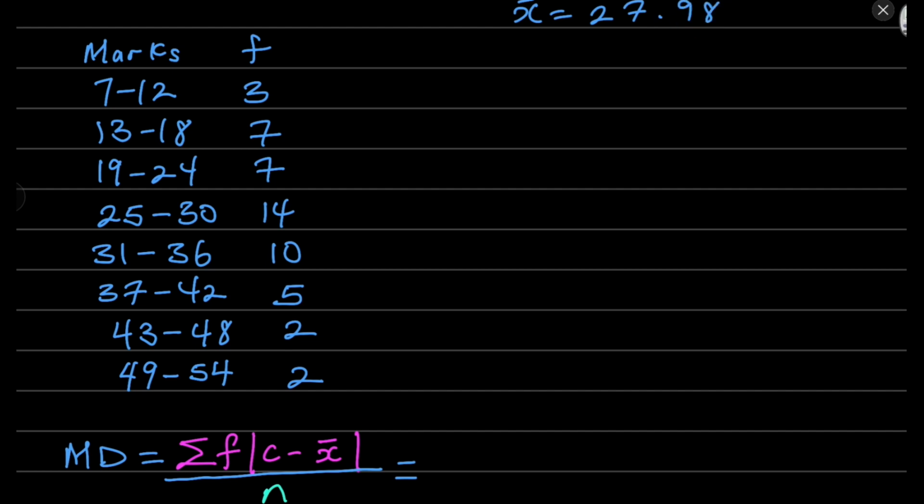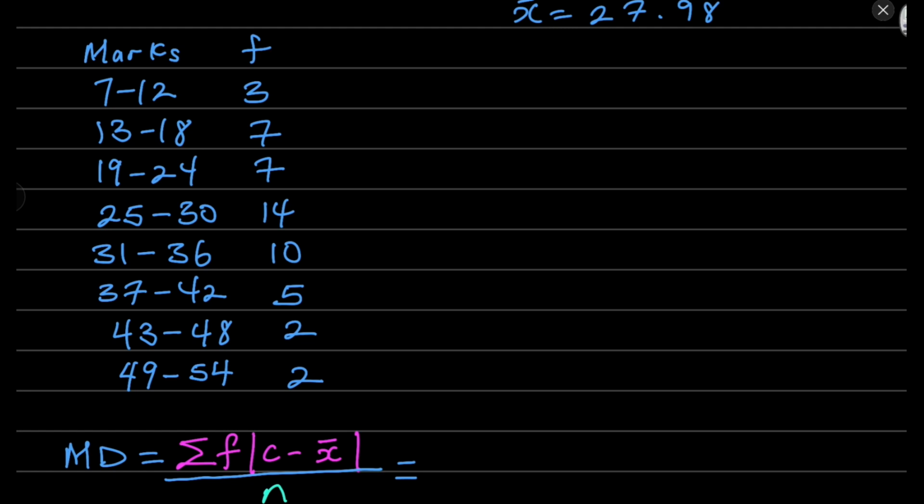I'm just going to put that down as x bar equal to 27.98. To know how to find x bar, or the mean of a grouped frequency distribution, please refer to my video titled the arithmetic mean of grouped frequency distribution. So you can pause this one, go back to that video to know how to find the mean of a grouped frequency distribution like this, then you come back to this to continue the computation.